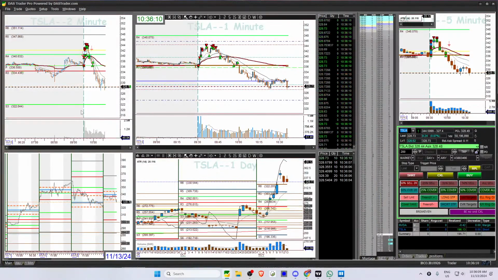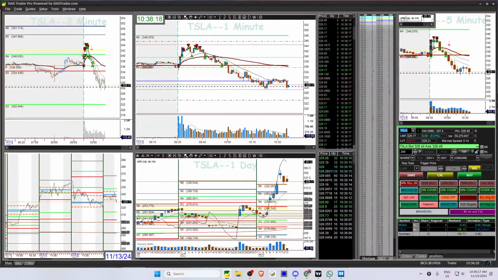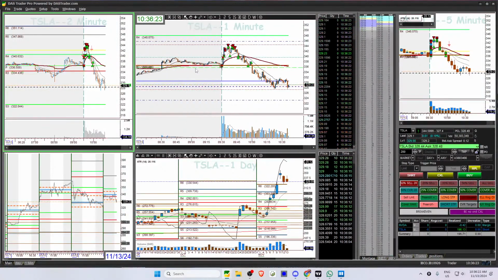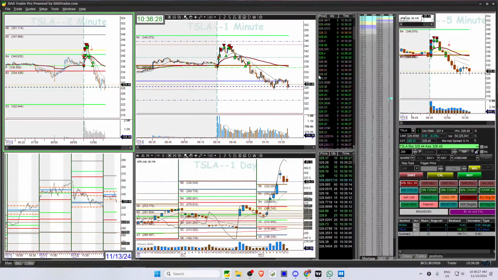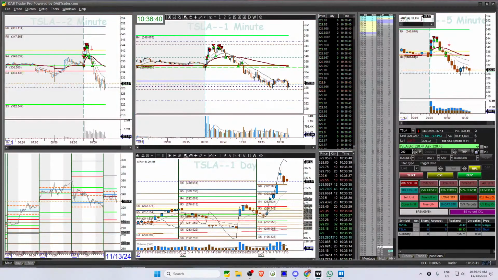So I took another partial at the 50 on the 2 minute. I know this is not the way we're supposed to do it, but I still got one left. I just checked my P&L, and that's not bad. I'm pretty happy with that.